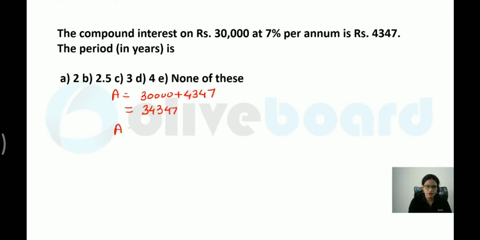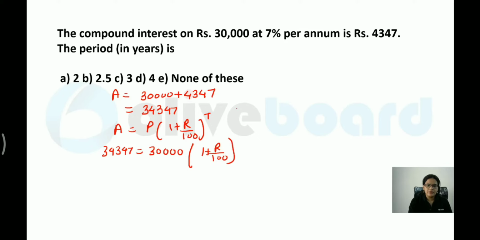So what is the formula for amount? P in bracket 1 plus R by 100 to the power T over here. So you can solve it using the basic formula. 34347 is equal to 30,000 times (1 plus R by 100). So R value is 7% per annum. So let me write 7 to the power T. You can calculate it using the basic formula. But using this, it is very tedious. So we are going to use the tree diagram for such questions over here. Okay, you can do the calculation, but I think the tree diagram part is very easy.